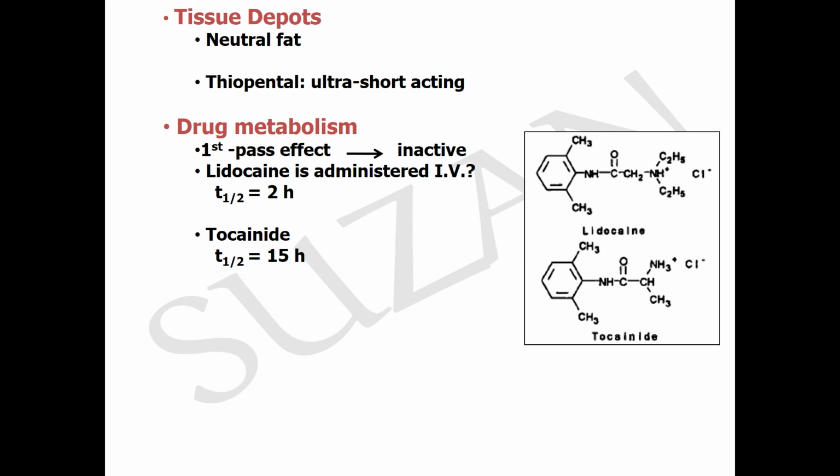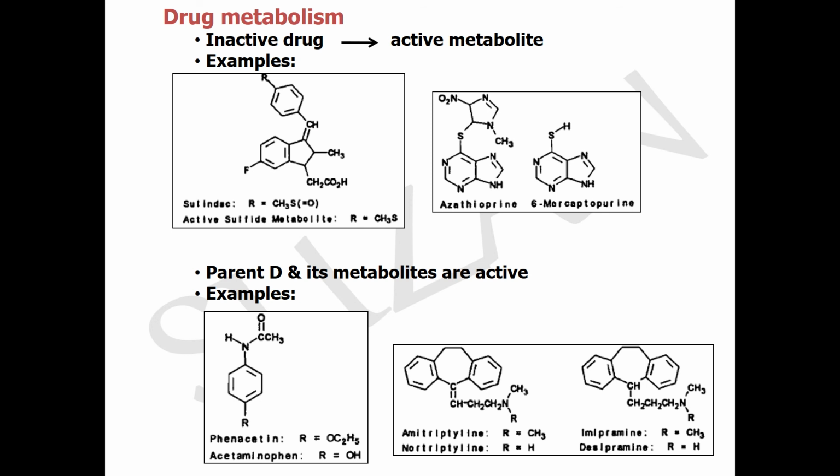In contrast to lidocaine, which has a short half-life of only 2 hours, tocainide can have a longer half-life. Its half-life is converted to 15 hours. Sometimes in drug metabolism we have an inactive drug that is converted through metabolism to active metabolites, or sometimes the parent drug and its metabolites are active.